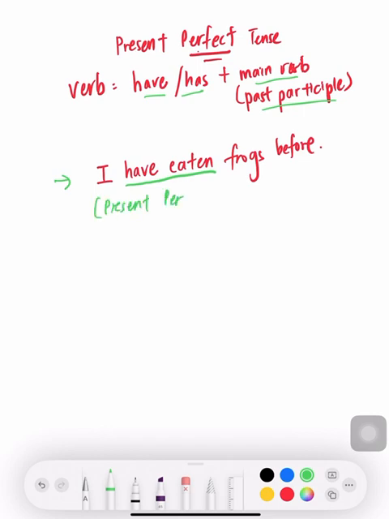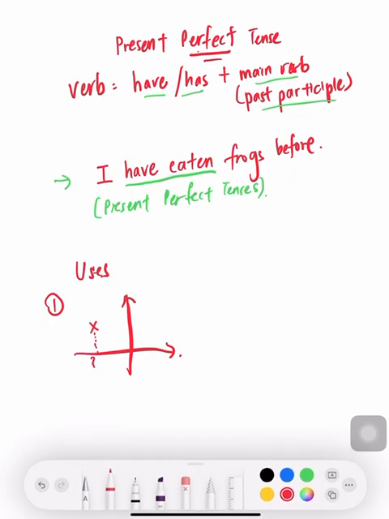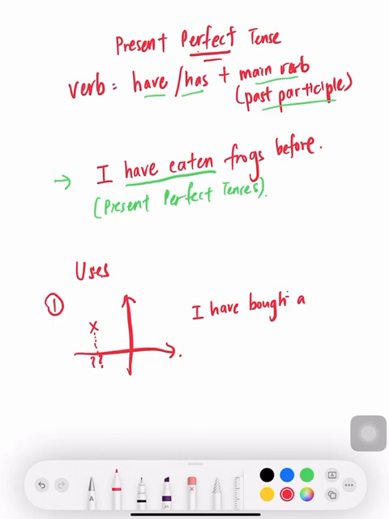And now we're going to learn when do we use present perfect tense. The first one is when it happened somewhere in the past, but you do not know when it is. So this is where we can use present perfect tense. For example, I bought a laptop, but I'm not sure when I bought it. So in this case, you can actually say, I have bought a laptop.